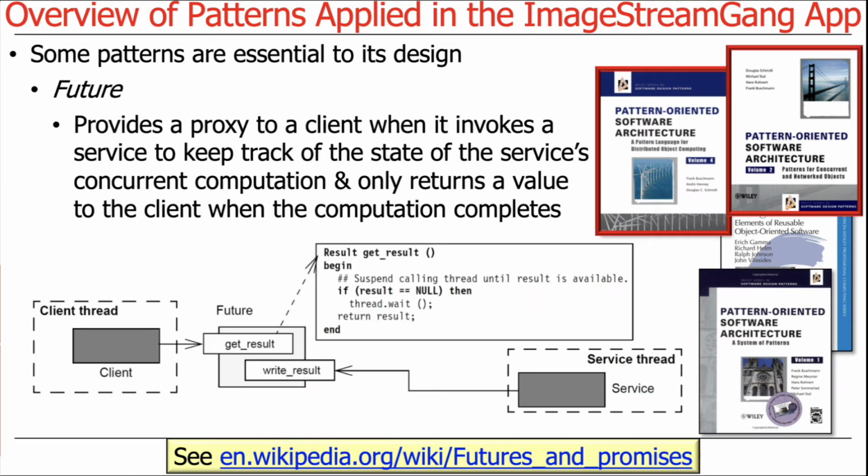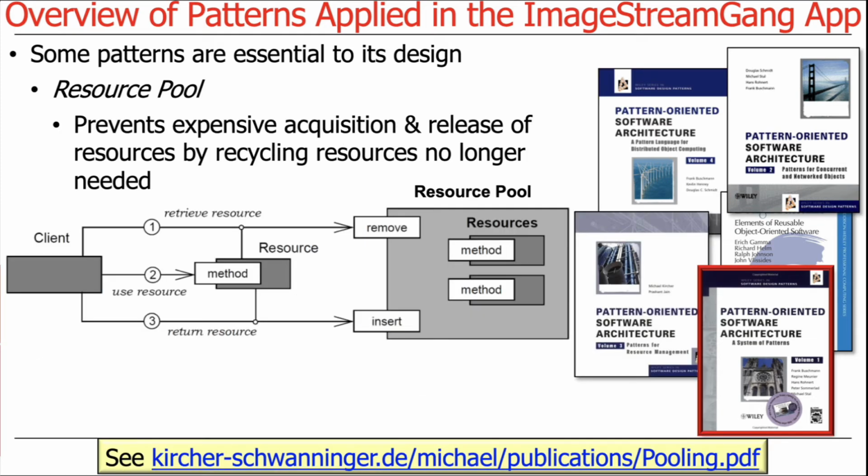There's also a pattern called future, where you get a proxy when you invoke an operation. Rather than blocking, waiting for the operation to complete, you get back something called a proxy. And then when the operation completes, you can obtain the results. And that is what's used with the completable futures framework, which we'll talk about later.